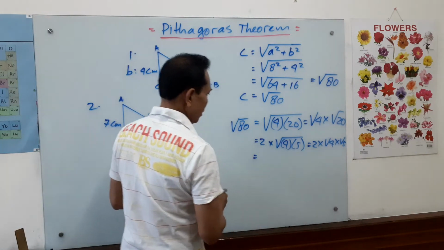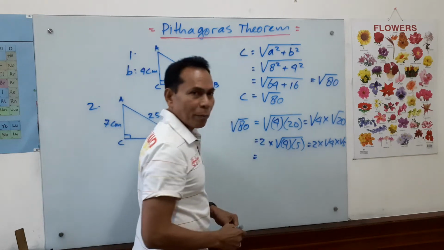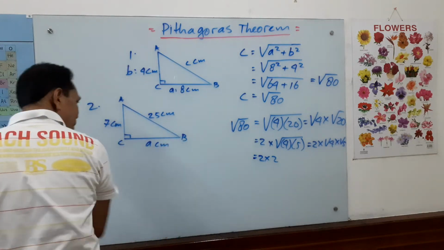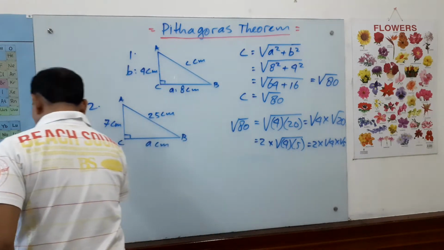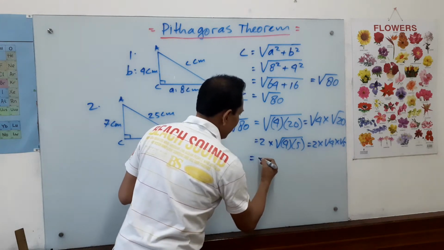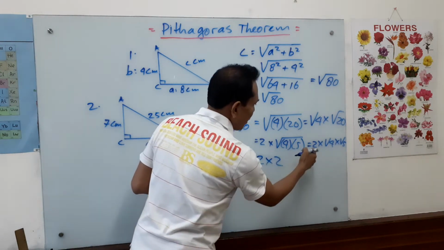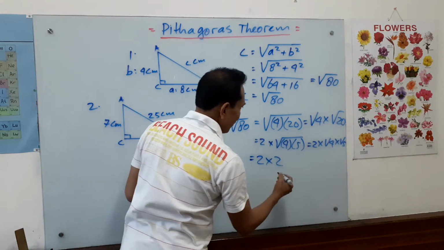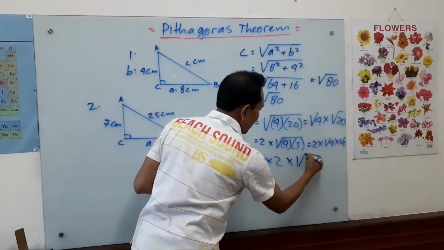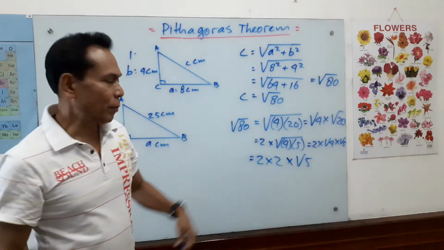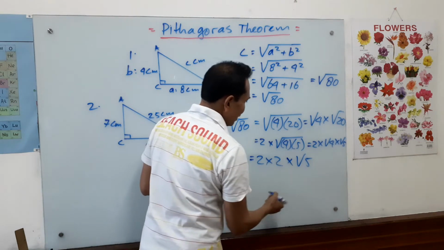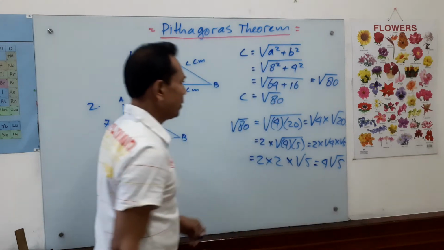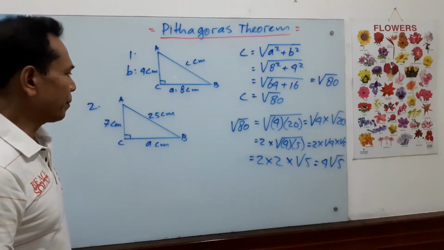Square root 4 is another perfect square, so we have 2 times 2. I need to write it bigger so you can see clearly. Square root 4 is 2, times square root 5. We cannot break square root 5, so we just leave it like that. So 2 times 2 is 4, and we have 4 square root 5.